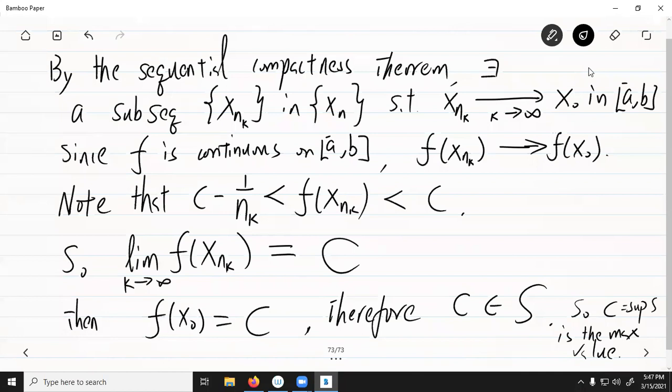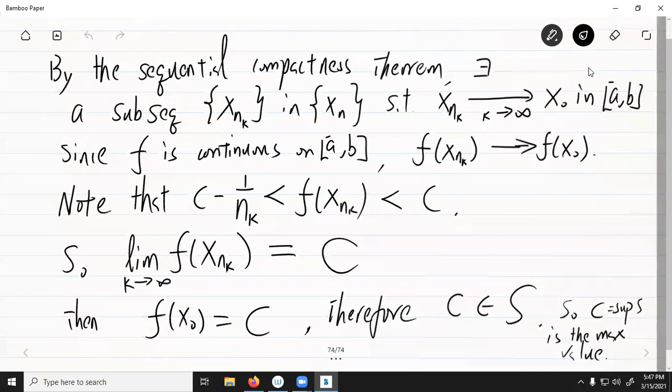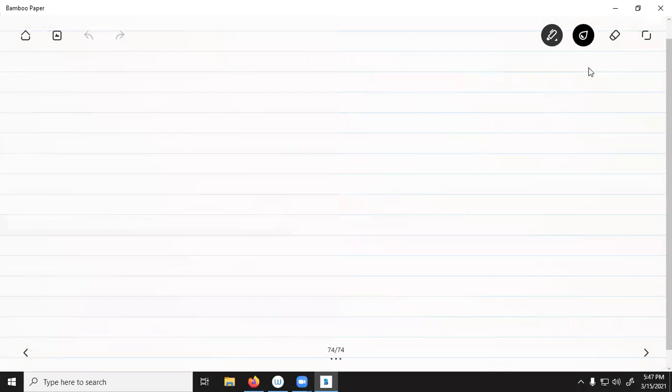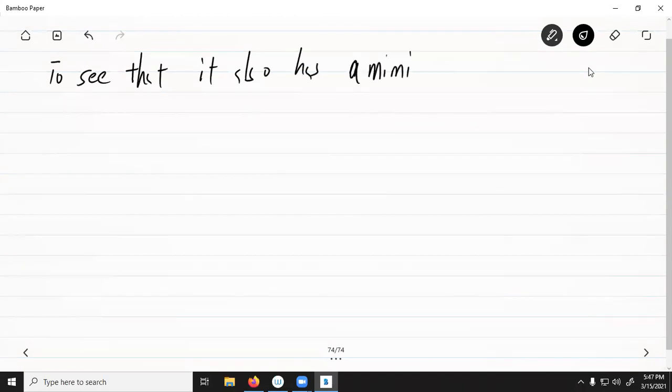We need to prove another part, right? But for the other part, we can just use this part. How do we use that? The idea is the following. To see that, it also has a minimizer. It has a minimizer, okay? A minimum value or minimizer, doesn't matter. Minimum value.